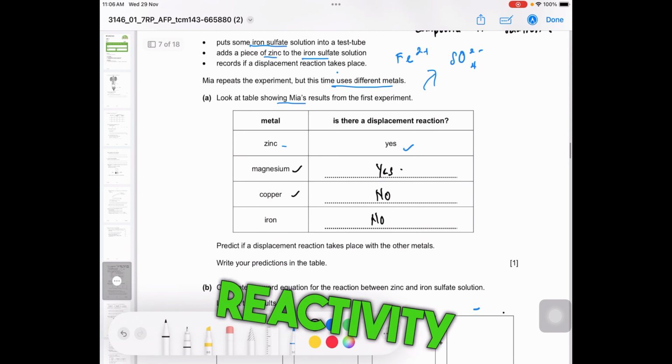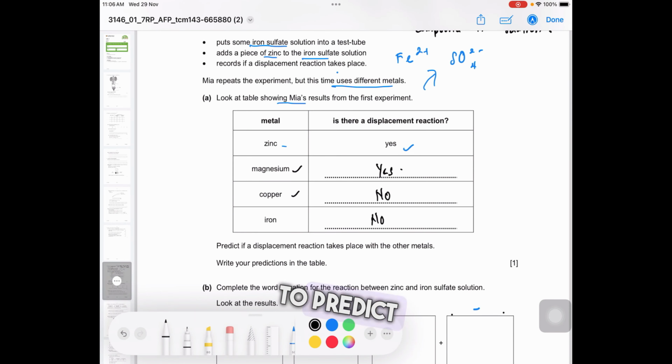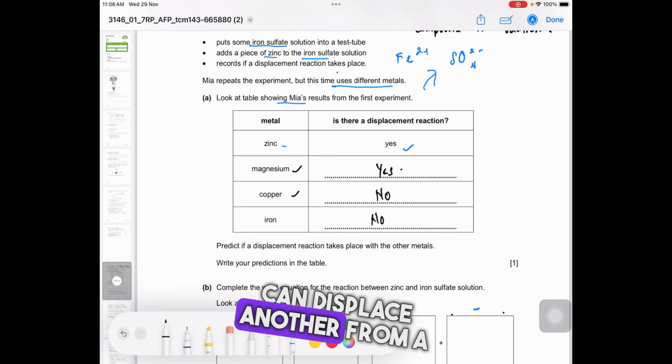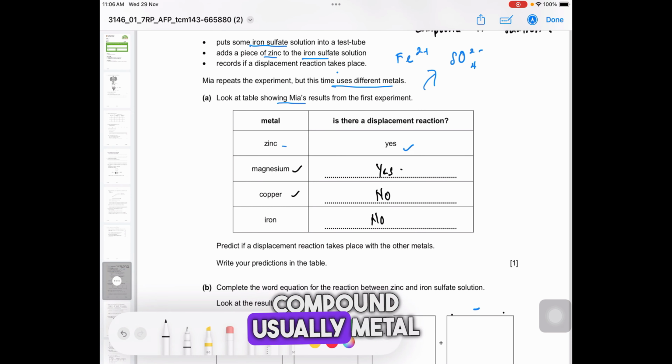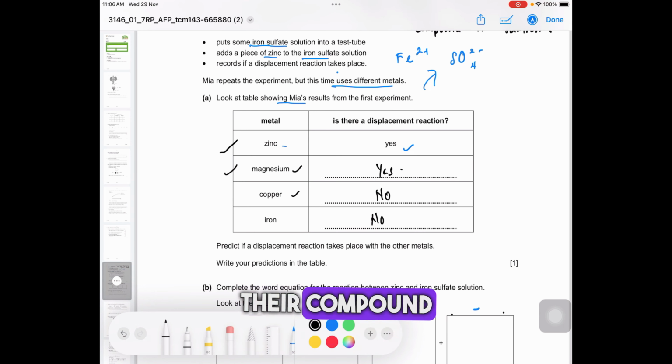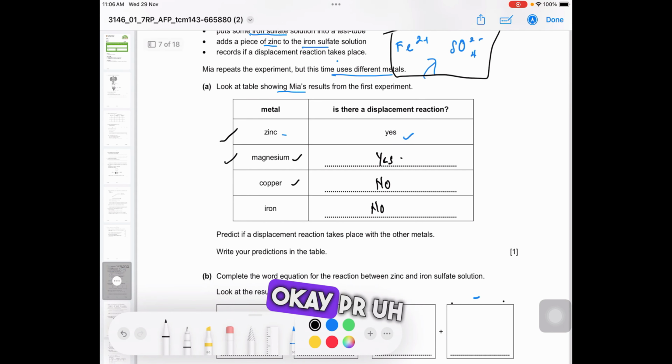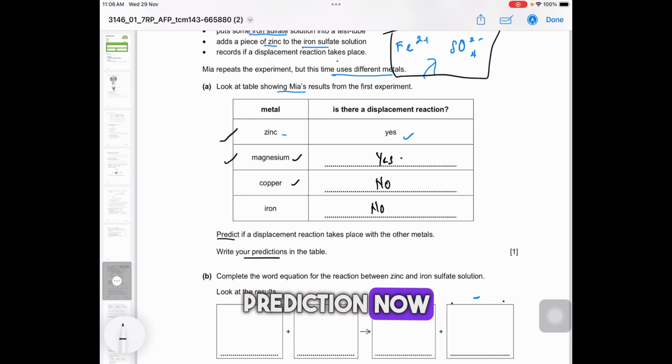Okay, so the reactivity series of metals actually helps in this case. It helps to predict which metal can displace another from a compound. Usually, metals higher in the reactivity series, like zinc or magnesium, can displace those lower in the series from their compound. So this is the compound. Okay, this one we'll finish with our prediction now.